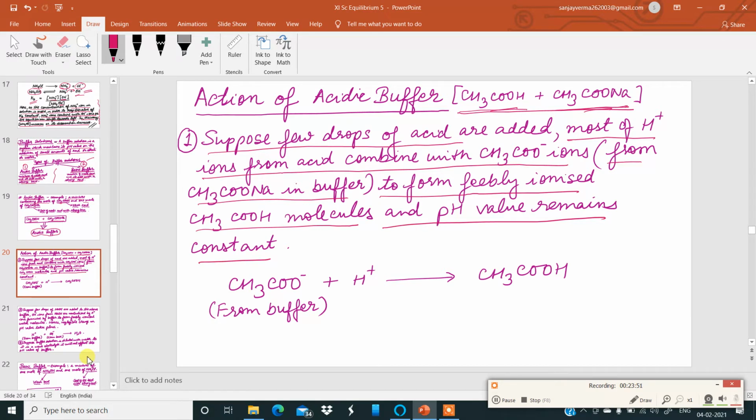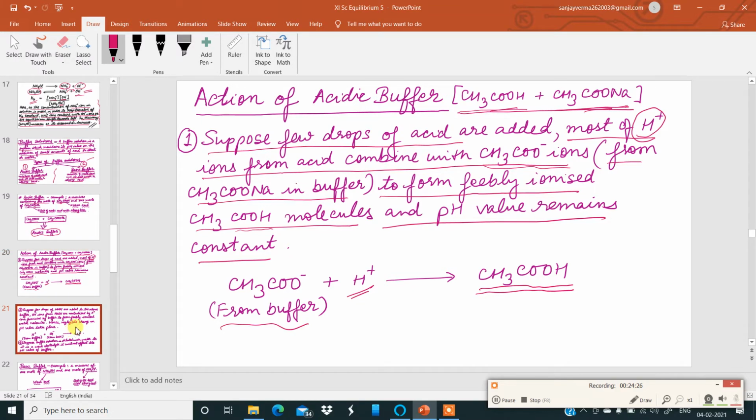So what is happening? When you are adding an acid, acid provides what? Hydrogen ions. So these hydrogen ions which are provided by the acid to the buffer react with the acetate ions from the buffer, and it gives back weakly ionized acetic acid molecules, which will not affect the pH value of the resultant solution, which is called the buffer solution. So this is happening from the buffer. This H plus from the acid which we have added is producing weakly ionized acetic acid molecules. So there is no change in the pH.